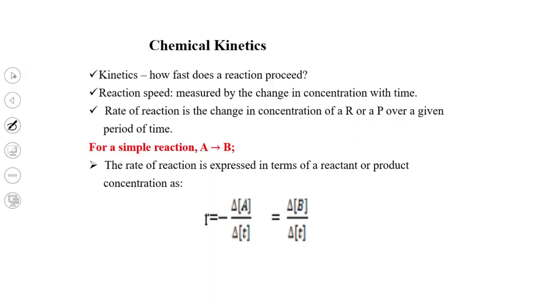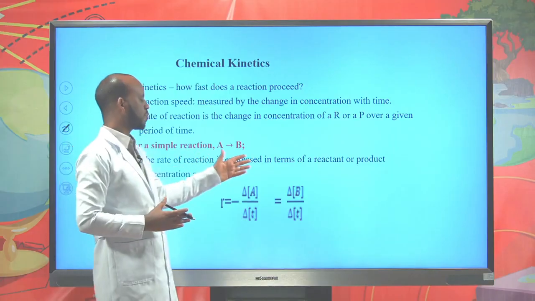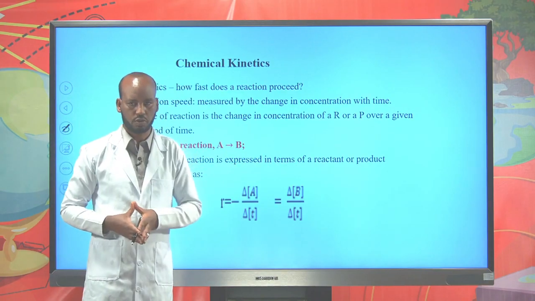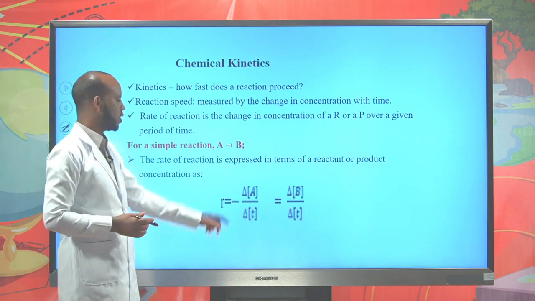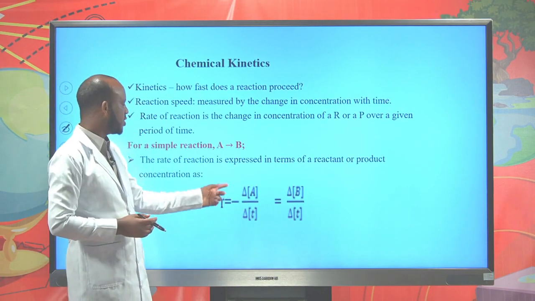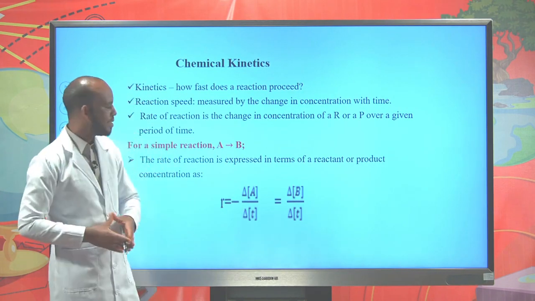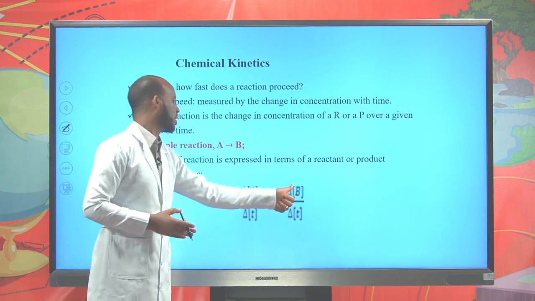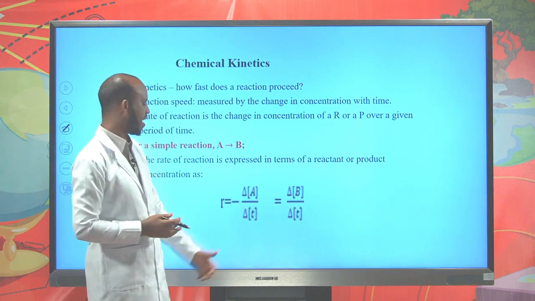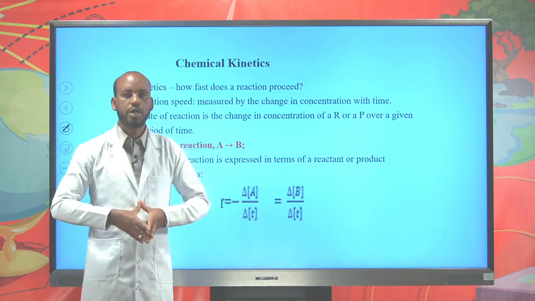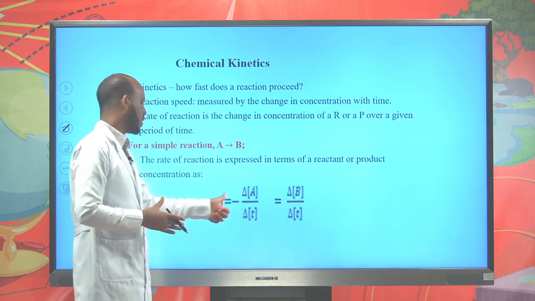Now for this simple reaction A to product, or A to B, the rate of reaction is expressed in terms of reactant and in terms of product as rate equals minus change in concentration of A divided by change in time, equals, in terms of product, change in concentration of B or product divided by change in time. Students, why do we introduce a negative sign here?